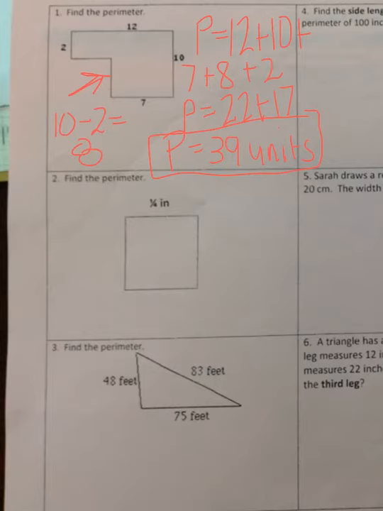So this is a square. The formula is side times 4, and the side is 1/4. So when I substitute my value, I'm doing 1/4 times 4. And then I'm going to put a 1 under the whole number, and then cross divide if possible, which I am able to, and multiply across. 1 times 1 is 1. 1 times 1 is 1. So perimeter is 1 inch.